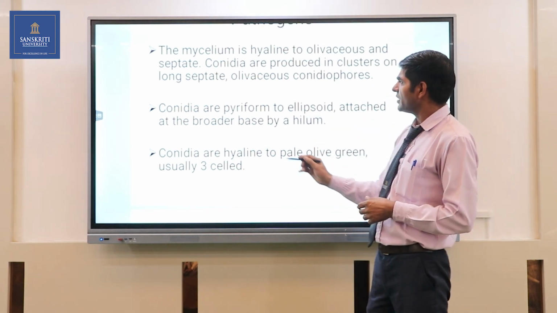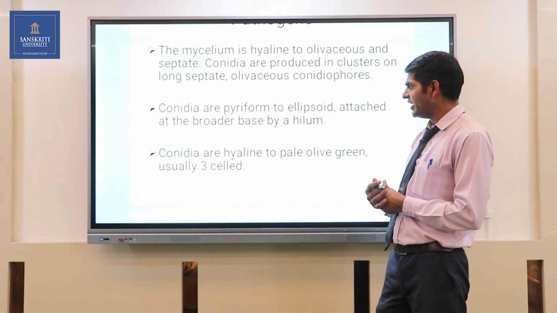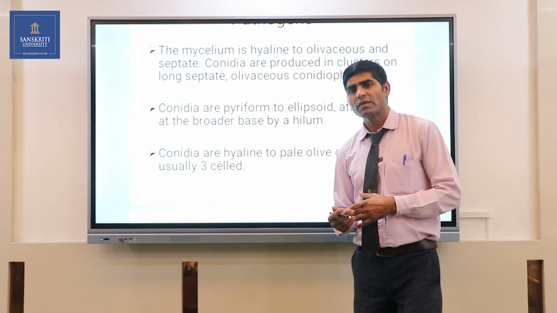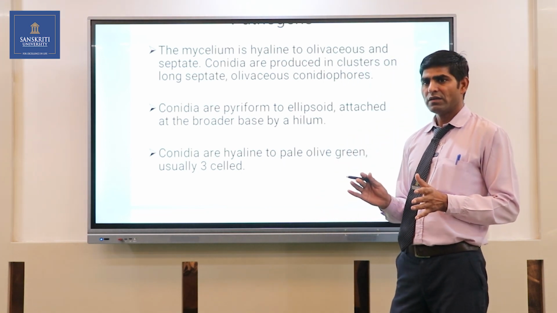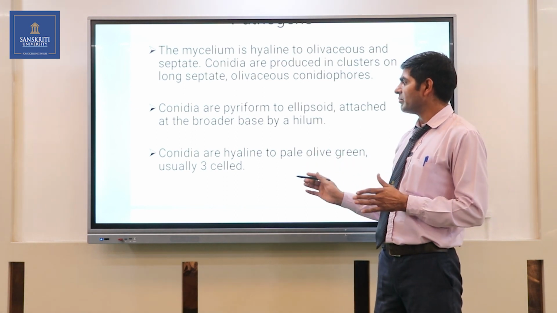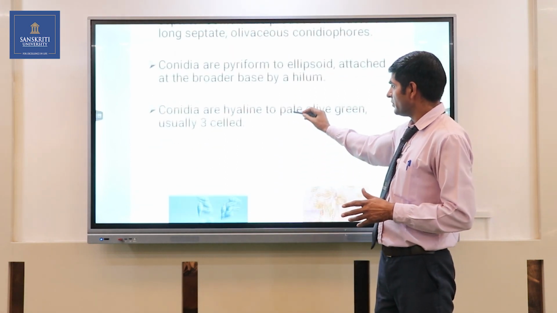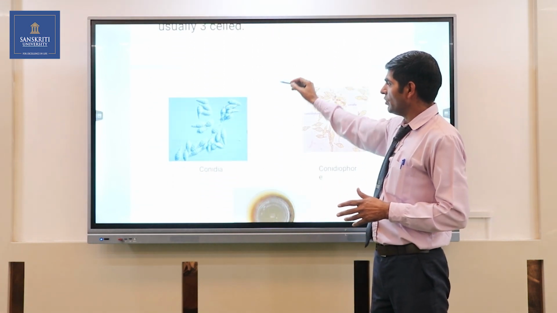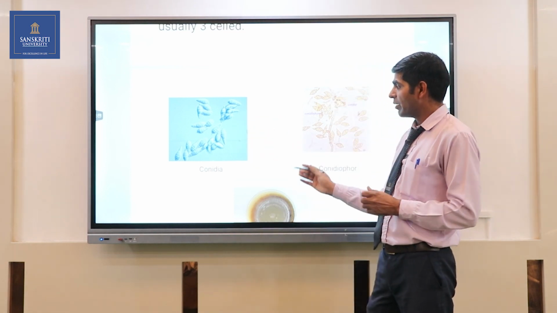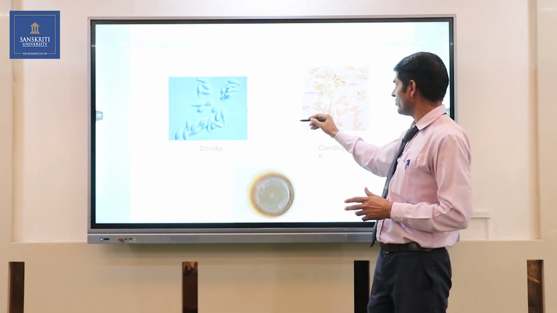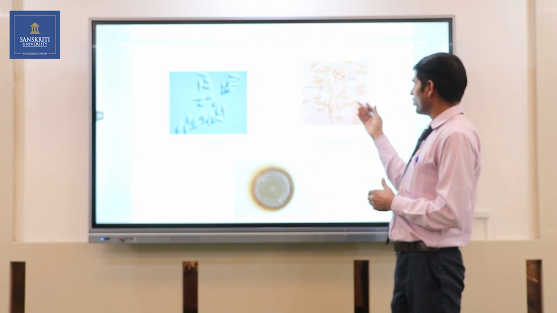Attached to the conidiophore base by a hilum, the conidia are hyaline to pale olive green, usually three-celled. As we discussed earlier, the conidia are three-celled, that means the conidium is divided into three portions. Here you can look at the conidia of Pyricularia oryzae. These are pear-shaped, and this is the conidiophore. Generally the conidia are borne on the conidiophores.